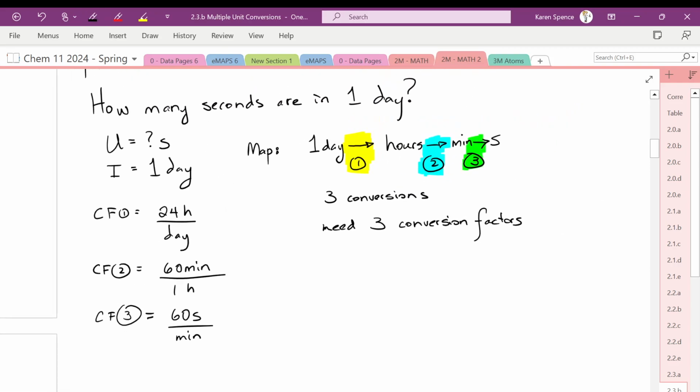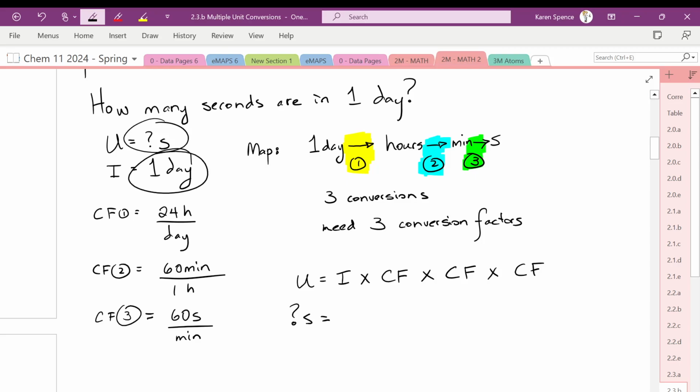Okay. Now, when I set this up, I'm going to have my unknown is equal to my initial times a conversion factor, but I'm going to need to multiply by 3 conversion factors because I have 3 steps. Yes? So what I'm going to do is I'm going to say my unknown is seconds. I don't know how many seconds. My initial quantity is 1 day.